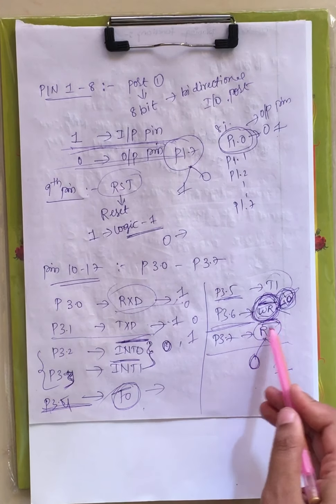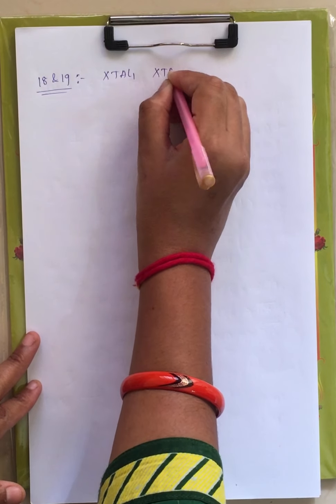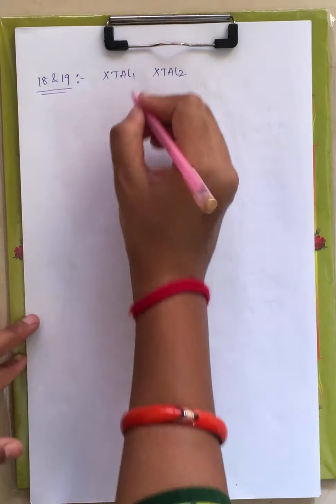Now this is about 18 pins. Now coming to the 18th and 19th pins. We have seen up to the 17th pin. Now what are the 18th and 19th pins? XTAL1 and XTAL2, right?